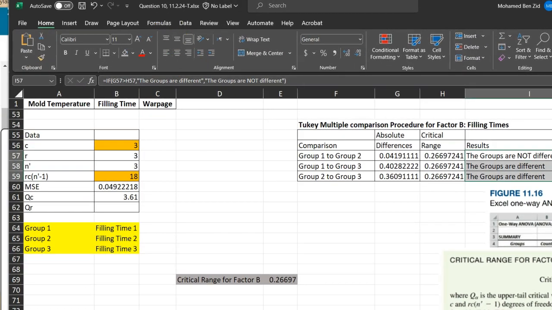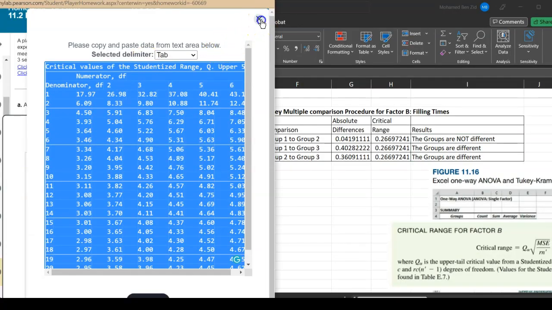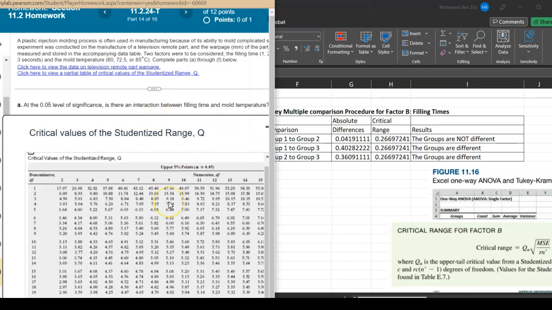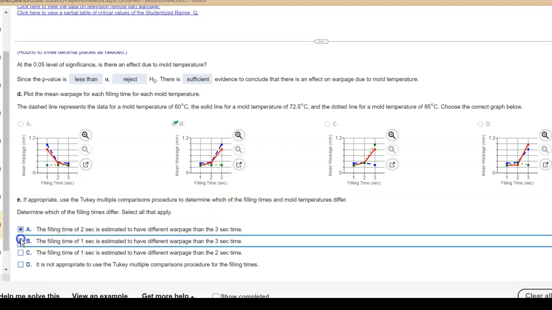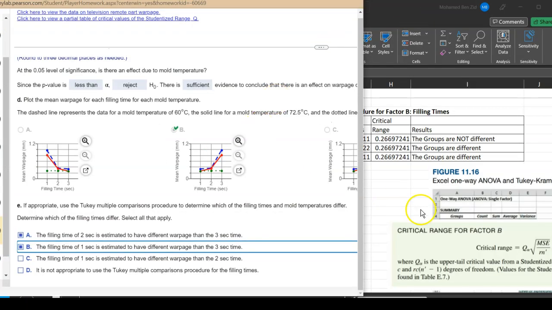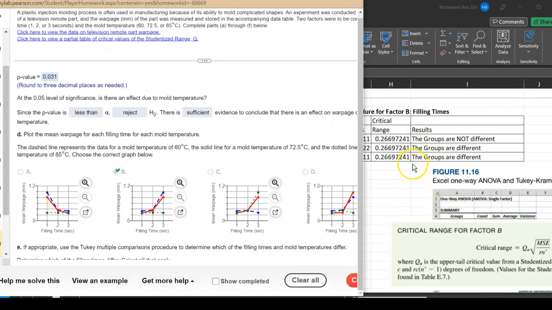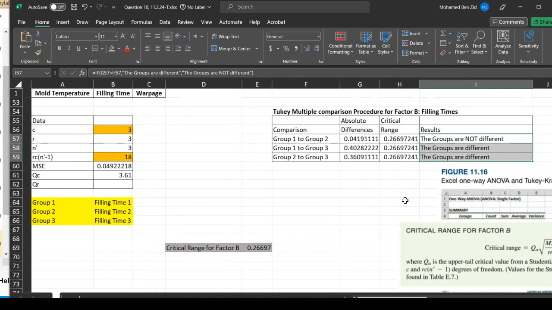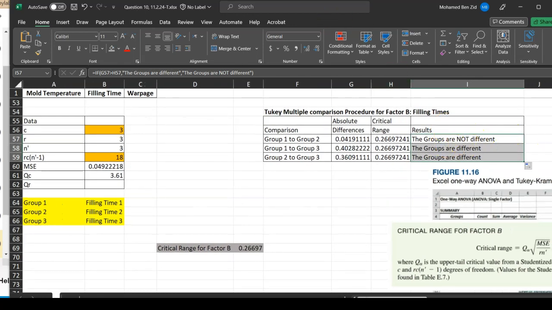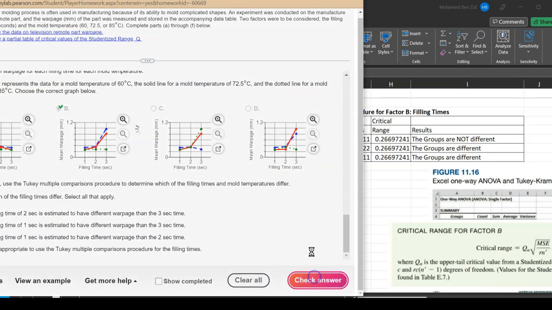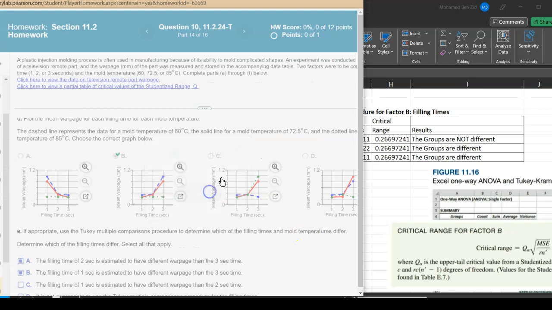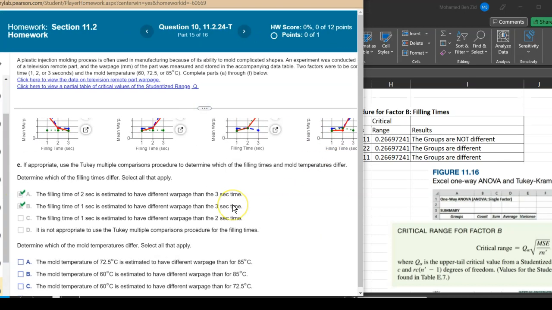Now I know it's a lot of work, but hopefully we get this one correct. Let's go back to the question. Okay, so what we said, there is a difference between 2 and 3 and 1 and 3. So this is 2 and 3, this is 1 and 3. Between 1 and 2, I don't think there is any difference. So 1 and 2, as a matter of fact, there is no difference, are not different. And that's basically it. Let's check the answer. We got it. All right, so that's the way to do it.